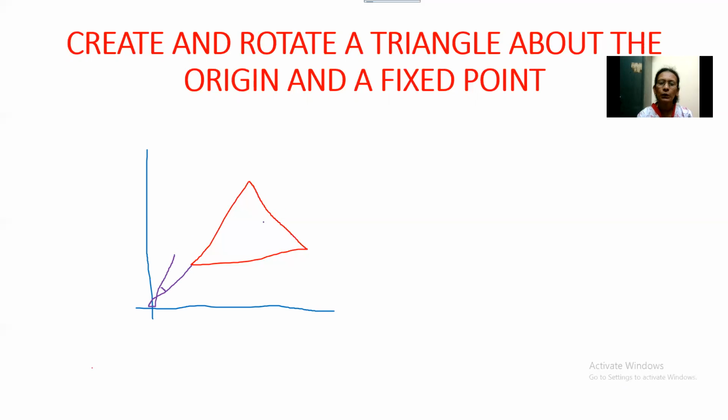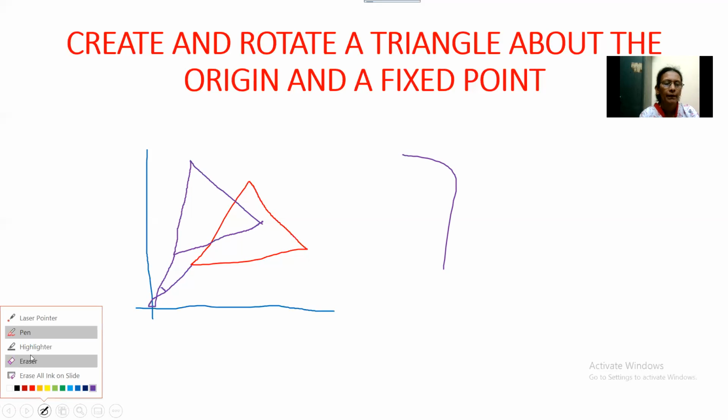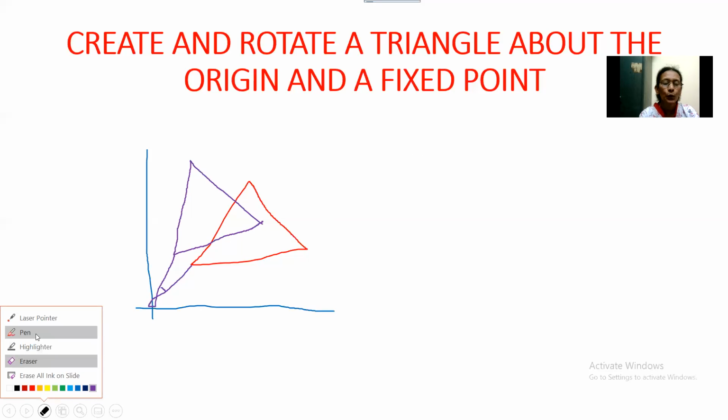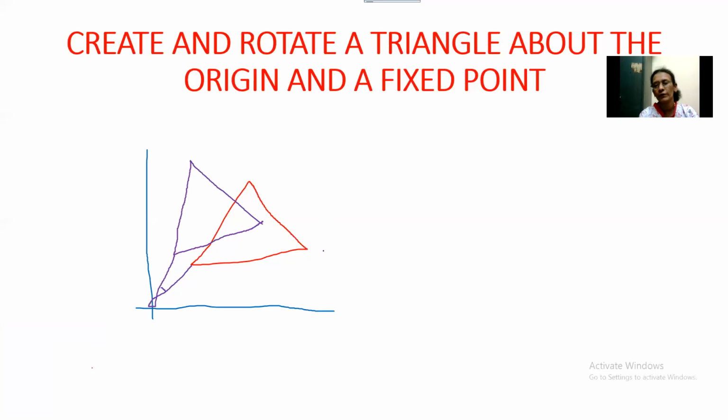So you get this as the point. So this would be this baseline. Now again this you rotate by 20, you get this. So all the three vertices separately you rotate and then you draw the triangle. So that is what we are supposed to do. And the next is we have to rotate it about a fixed point.